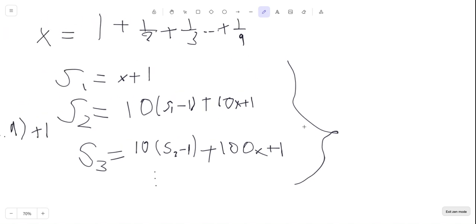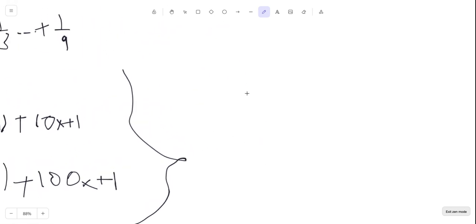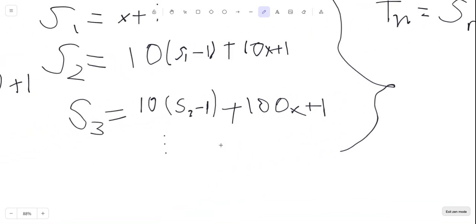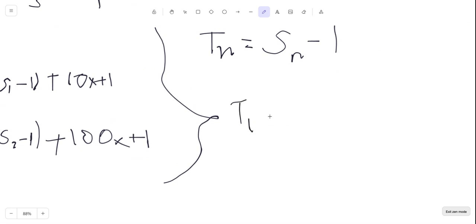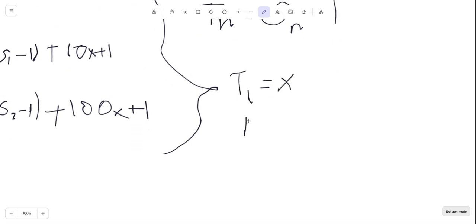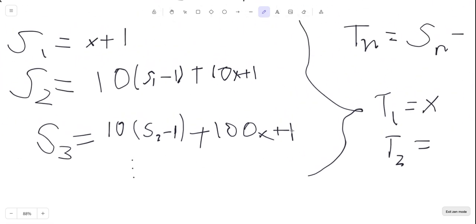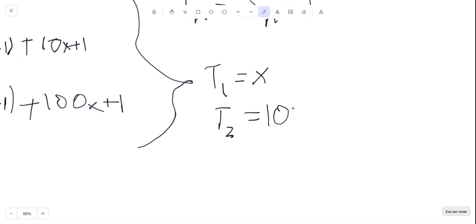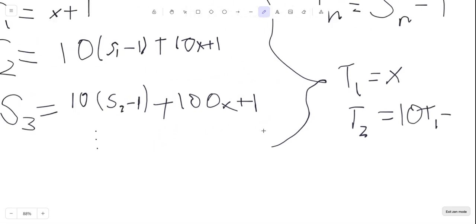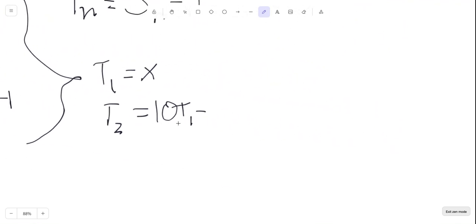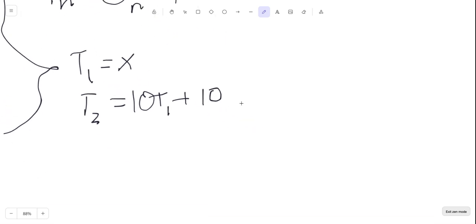Since we have these ones, what if we just define a second sequence? Let t sub n equal s sub n minus 1. Then it would be simplified: t sub 1 is x, and t sub 2 is going to be 10 t sub 1 plus 10x, but it's minus 1. We don't have the extra 1 since this is the new series.